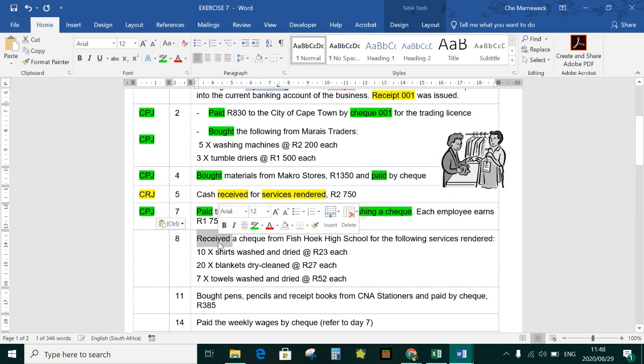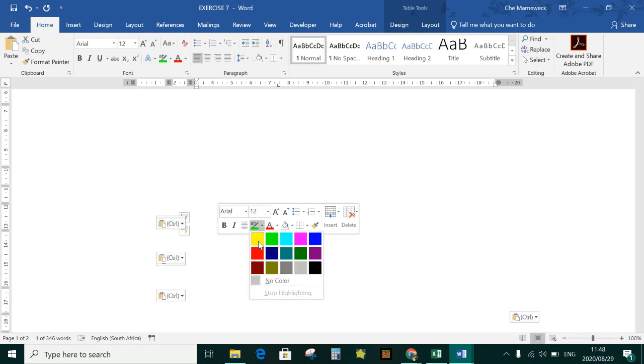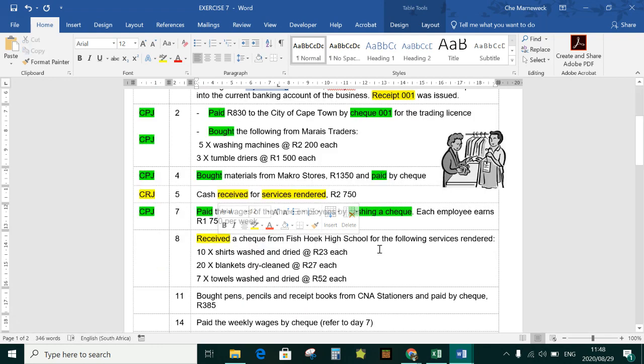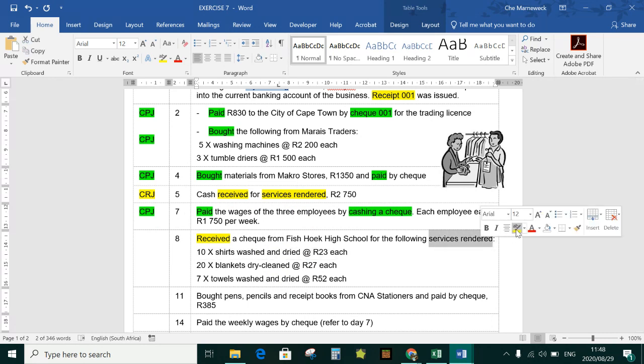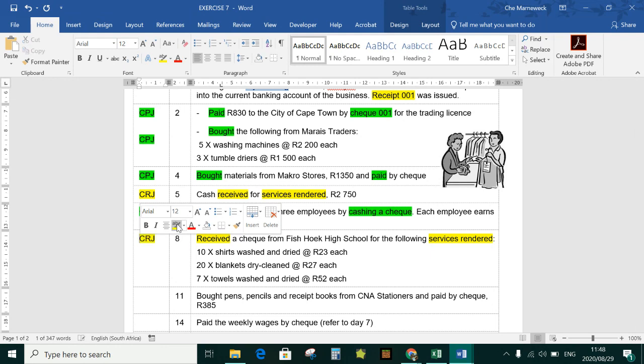Day 8, we have received a check. When we receive, we get money coming in, and they tell us it is for services rendered. So that would be recorded in the CRJ. And we're going to highlight that in yellow.